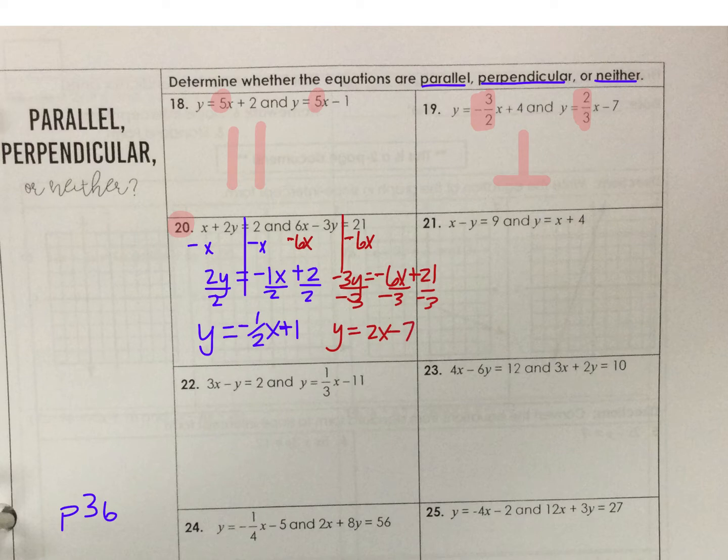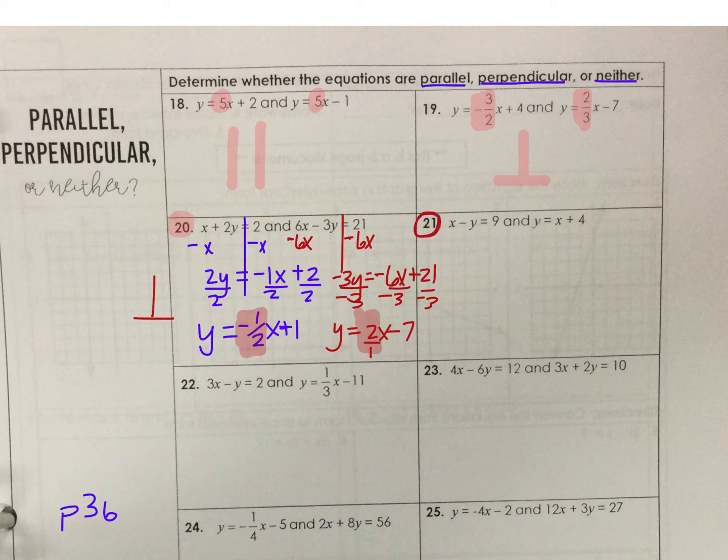So let's look at my slopes. I've got the negative 1/2 here, and I got a 2 here. Well, the purple one's negative, the red one's positive, and it's been flipped. So these guys are perpendicular. I would like for you to do number 21 on your own.